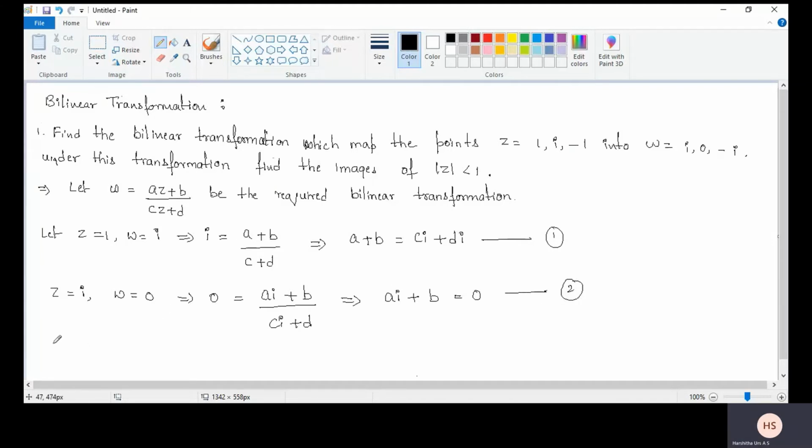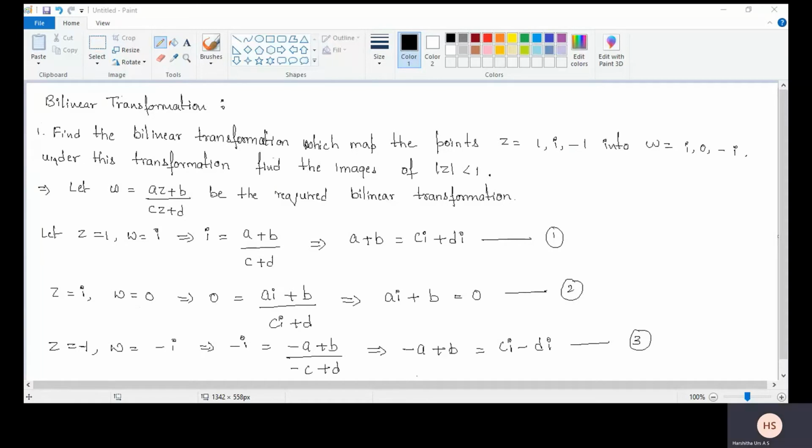Next, z is equal to minus 1, w is equal to minus i. That implies minus i is equal to minus a plus b divided by minus c plus d. That implies minus a plus b is equal to, multiply, ci minus di. Call this one as equation 3.